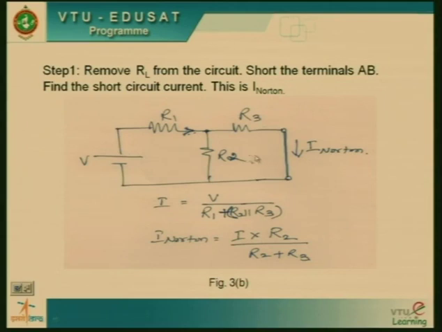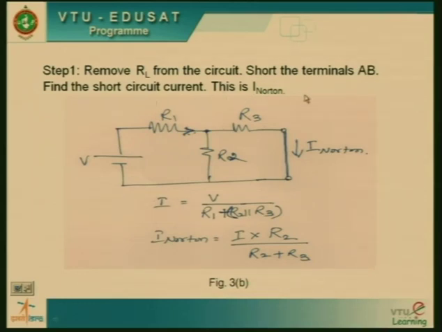Then we are not calculating open circuit voltage here. Instead, we are shorting those two terminals, and we try to find the current through that. That current I am calling I short circuit or I Norton. That is the magnitude of the current source that we are going to use as the replacement. So, now remove RL from the circuit, short the terminals AB and find the short circuit current.